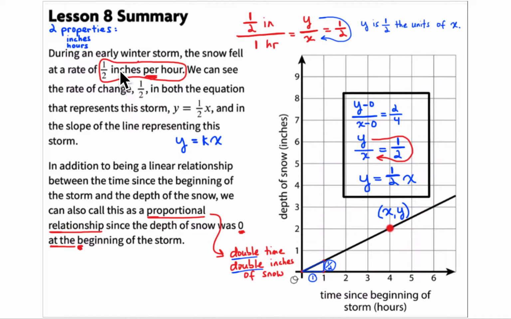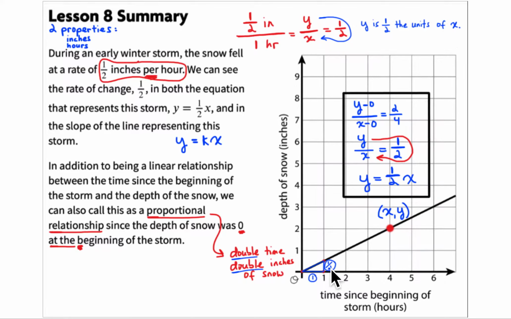And they tell you it's 1/2 of an inch for every hour. So that's your y over x. And you just have to remember that that's the k value. That's the slope. It's telling you how many units of change there are in y for every unit of x. There is 1/2 of a unit of change in y for every unit change in x. So y is 1/2 the units of x.